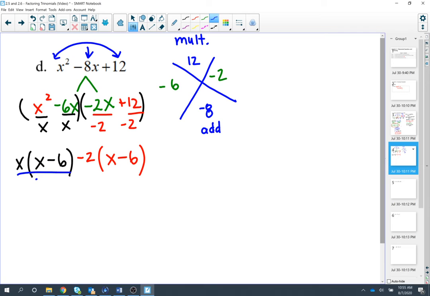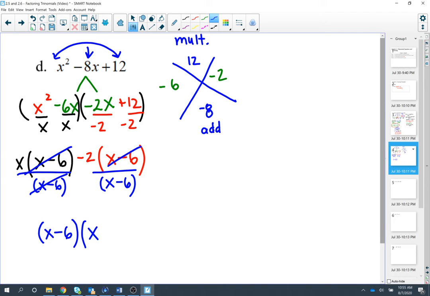So I'm going to take an x minus 6 out of the first one. And I'm going to take an x minus 6 out of the second one. And I'm going to put my x minus 6 down here because it is my greatest common factor. And I'm going to set up a parenthesis behind that, and tell me what's left over. So if I get rid of the x minus 6, I'm left with an x. If I get rid of an x minus 6, I'm left with a negative 2. And you are done. That is your answer in factored form.